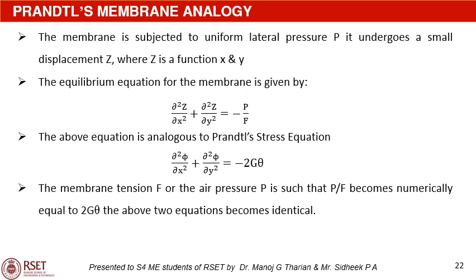The equilibrium equation for the membrane is given by del square Z by del X square plus del square Z by del Y square equal to minus P by F. The above equation is analogous to the Prandtl's stress equation del square phi by del X square plus del square phi by del Y square equal to minus 2G theta. If the membrane tension F or the air pressure P is adjusted such that P by F becomes numerically equal to 2G theta, then the above two equations are identical.